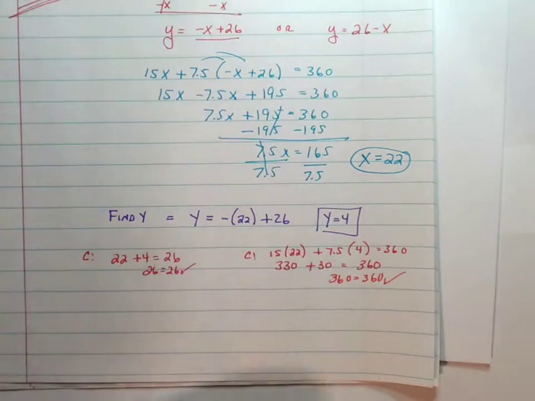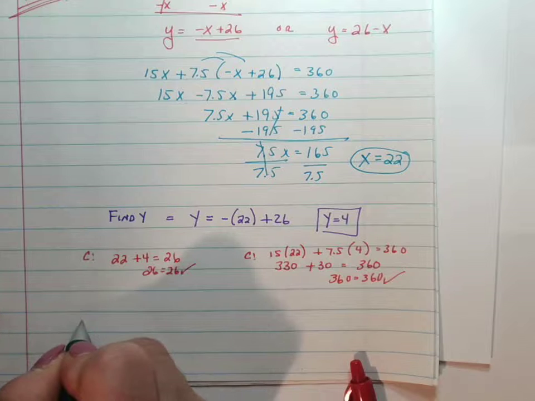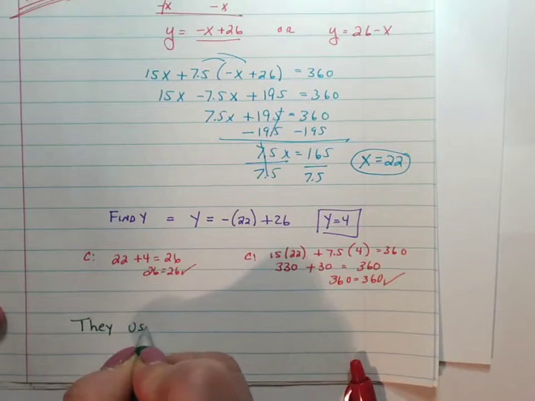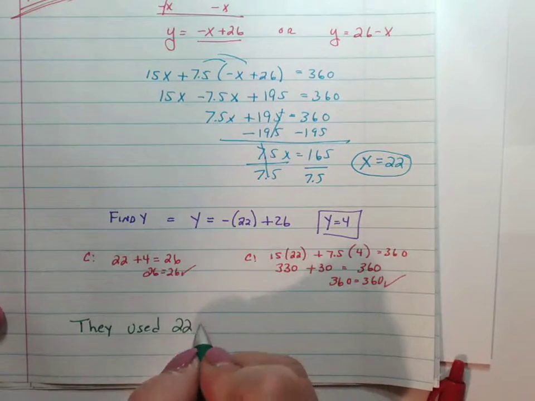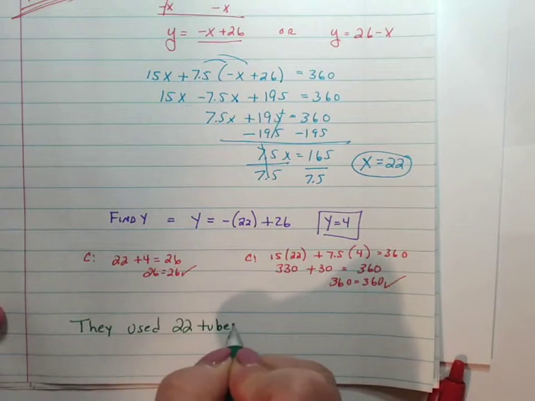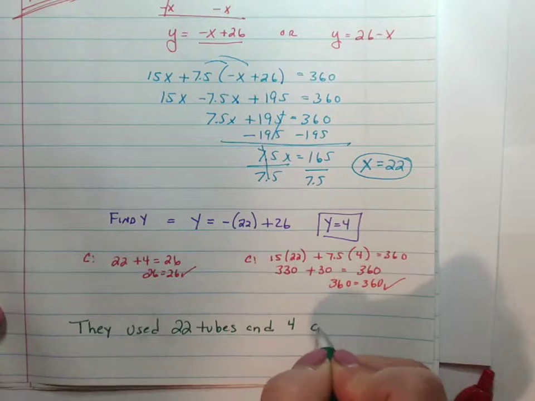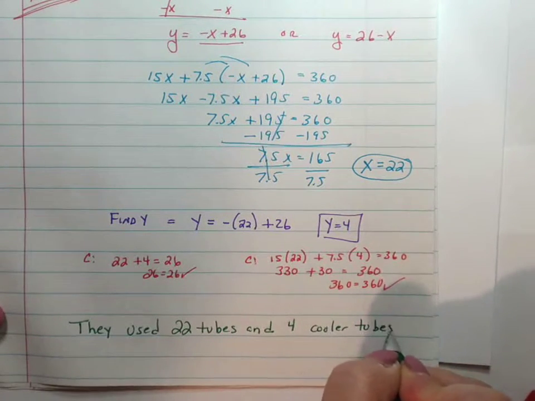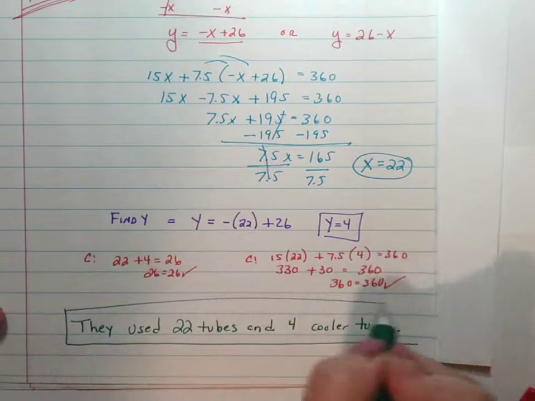And so you answer in words. They used 22 tubes and 4 cooler tubes. So that is your final answer.